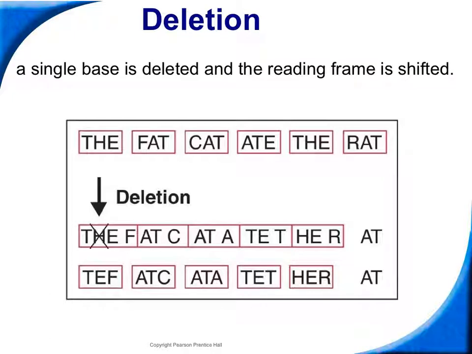Okay, and the third type is deletion, where we have not replaced a base. We've just taken it out. In the picture here, we've removed the H from the word the. It's gone. And as a result, our DNA strand shifts. So we have that frame shift going on, and the sentence no longer makes sense. And there's another way of looking at it. From the fat cat ate the rat, the fat ate the rat. If you're reading that, you would be confused. You wouldn't know what happened.